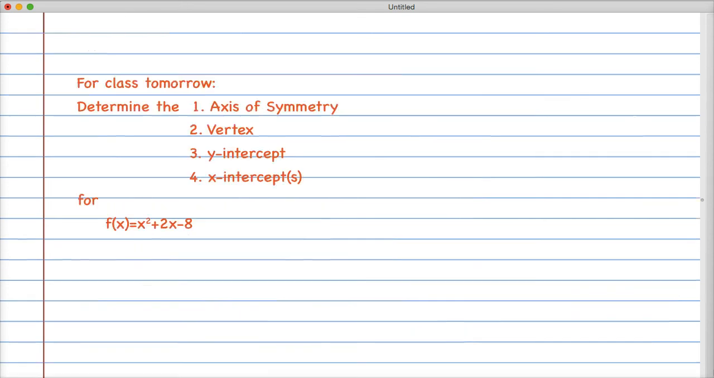So use this example to guide you through determining the axis of symmetry, the vertex, the y-intercept, and the x-intercepts for this function: f of x equals x squared plus 2x minus 8. I want you to bring that with you to class tomorrow. So use our previous example as a guide to determine these 4 things. And I will help you get started by saying that a equals 1, b equals 2, and c equals -8. Those are the values for a, b, and c that you'll use for this function, and you can figure out those 4 things from there. And bring that with you to class tomorrow, and I'll see you there.